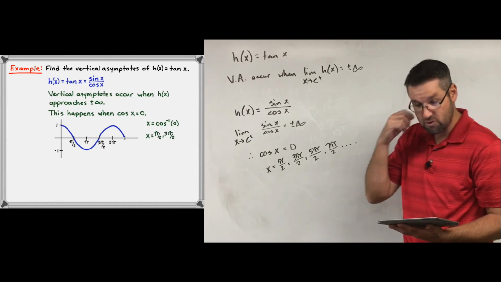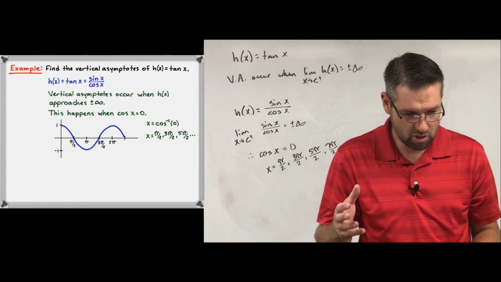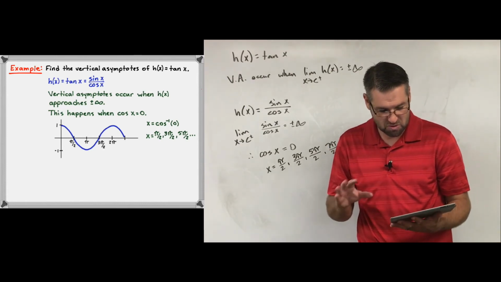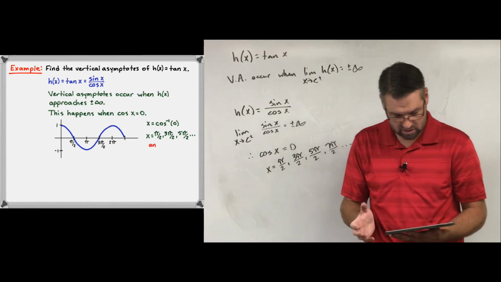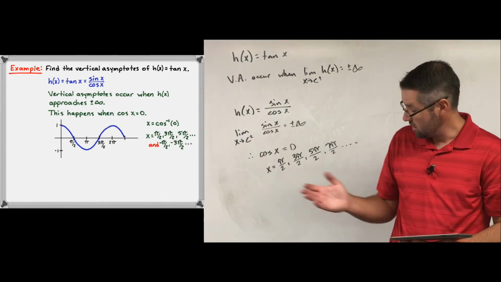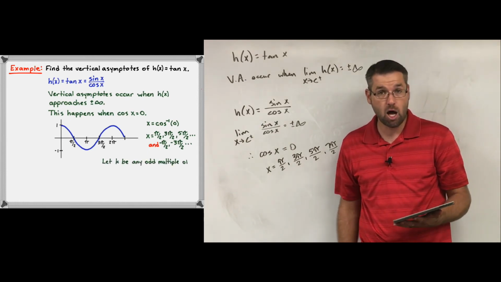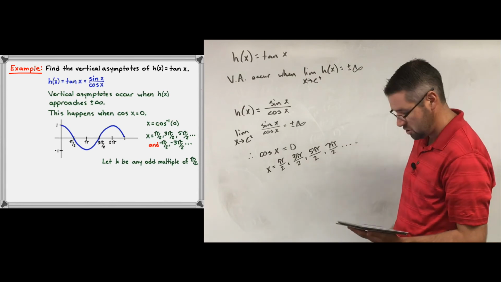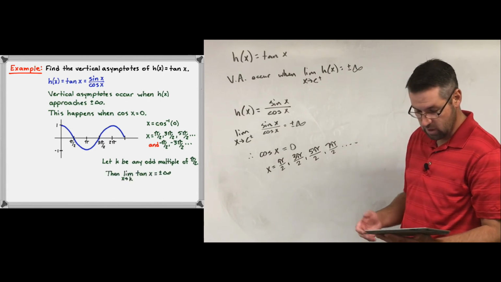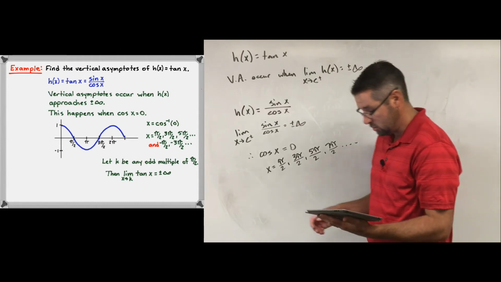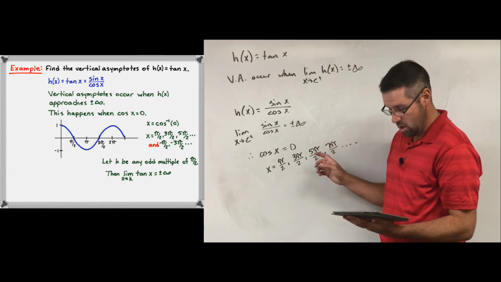Remember, we could do the inverse trig, but when you do inverse trig, that kind of limits your domain, and we don't want to do that. So I just like thinking of it as, when does cosine of x equal 0? That's the easiest way for me. And again, all the negative values. But we could write it like this. We could say, let k be any odd multiple of pi over 2. And so we would say, then the answer is k, right? So as x approaches k, where k is any odd multiple of pi over 2.